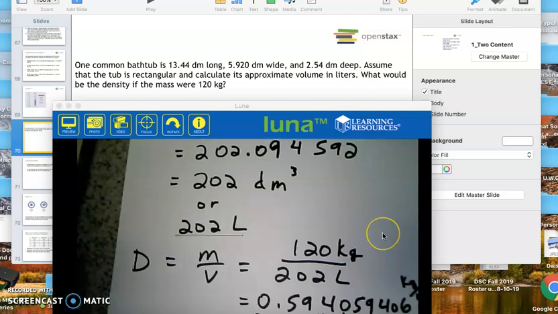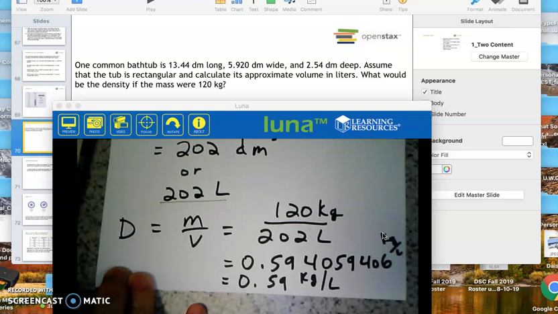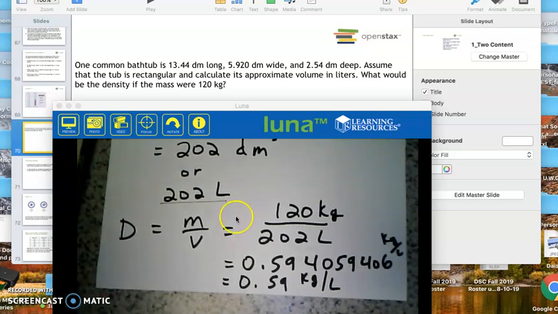So the next part of the question is to calculate the density of the bathtub. We're starting out with 120 kilograms as the mass, and then we calculated the volume of the tub. So you'd simply divide 120 by 202. And this is what I get in my calculator, 0.594059406 kilograms per liter. And obviously we're not going to use all of those numbers.